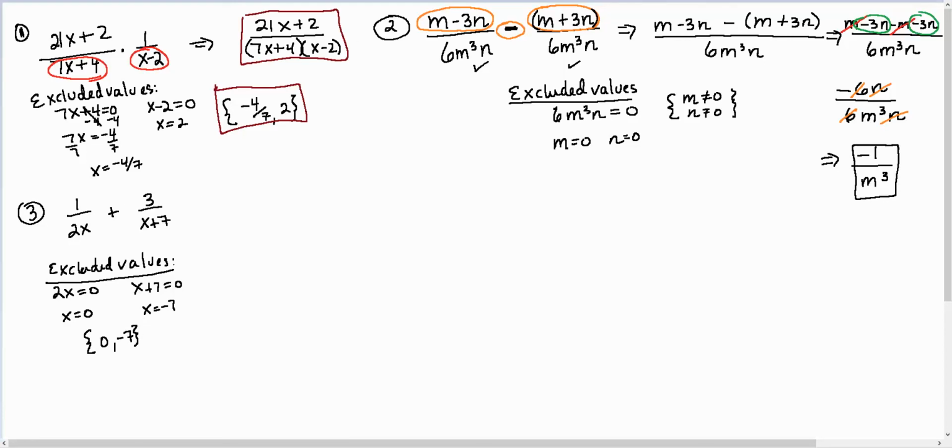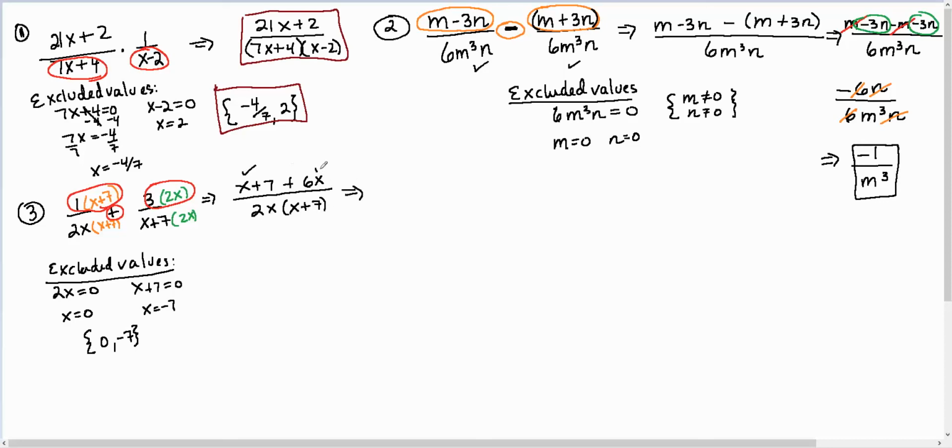All right, when you look at this problem, you notice that they need a common denominator. So we have to multiply this one by x plus 7 over x plus 7 and this one by 2x. So our numerator is this one plus the second one. So x plus 7 plus 6x over 2x times x plus 7.